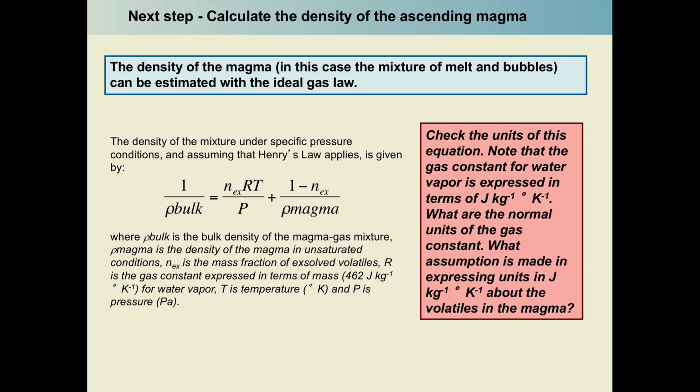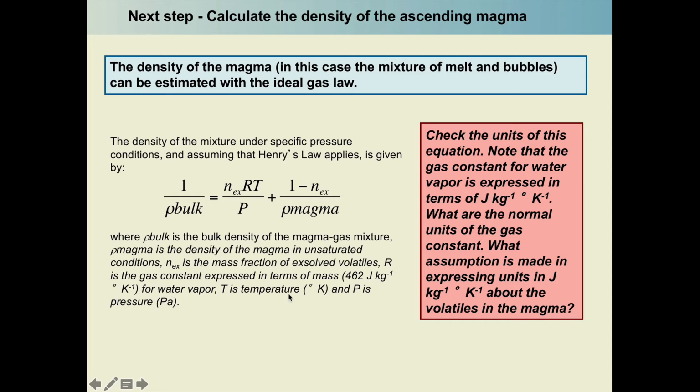So bulk density is the density of the magma mixture, so that's magma plus gas bubbles in total. Density of the magma is the density of just the magma part, and that's just the melt part. N_ex is the mass fraction of exsolved volatiles that you calculated from the prior slide. R is the ideal gas constant expressed in terms of mass, and it's given here, 462 joules per kilogram per Kelvin for water vapor.